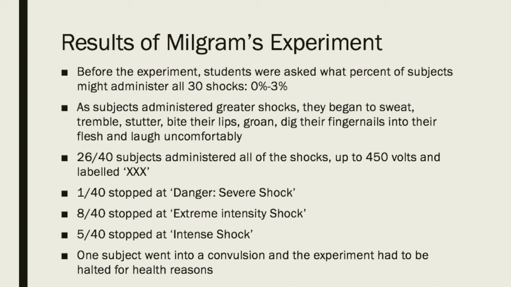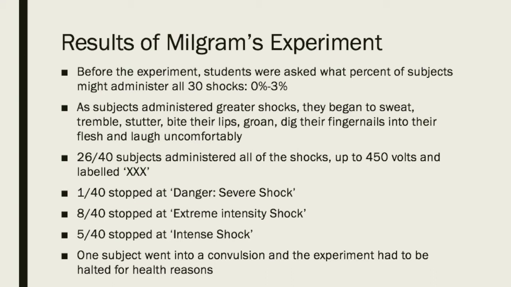But as the subjects began to administer more intense shocks, they also began to visibly sweat, tremble, stutter, bite their lips, groan, dig their fingernails into their flesh, and laugh uncontrollably. These were all observations made by the scientists carrying out the experiments. Out of the 40 subjects to participate in this experiment, 26 of them administered all of the shocks, up to 450 volts. That means that 65% of the subjects were willing to administer life-threatening shocks to an unknown person.